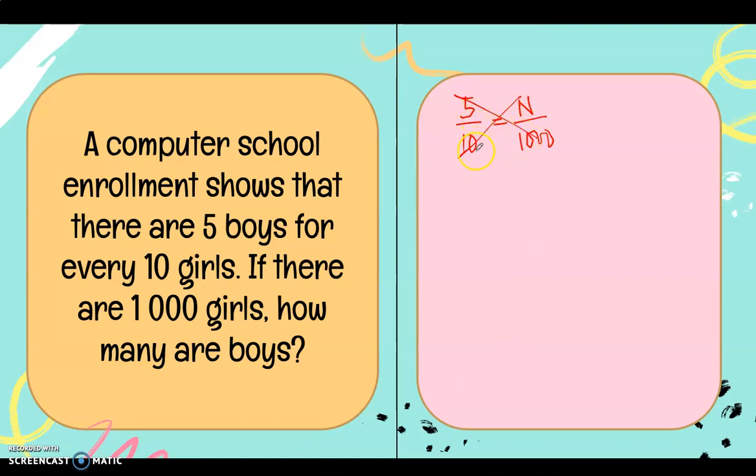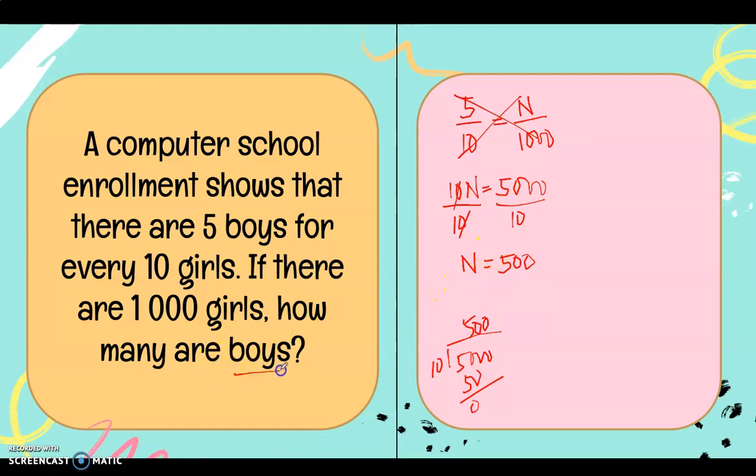If you multiply 1,000 times 5, that is 5,000. Then, multiply 10 times n, we have 10n. To find the value of n, we divide both sides of the equation by 10, so that on the other side of the equation, it will be the n only. So 10 divided by 10 is 1. Then we divide 5,000 by 10. That is 500. Therefore, the value of n is 500. So if you're going to ask how many are boys, the answer is 500 boys. So for 1,000 girls, there are 500 boys.